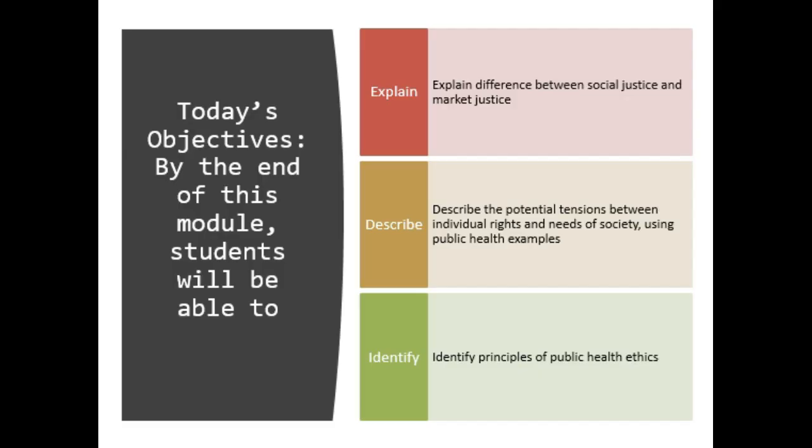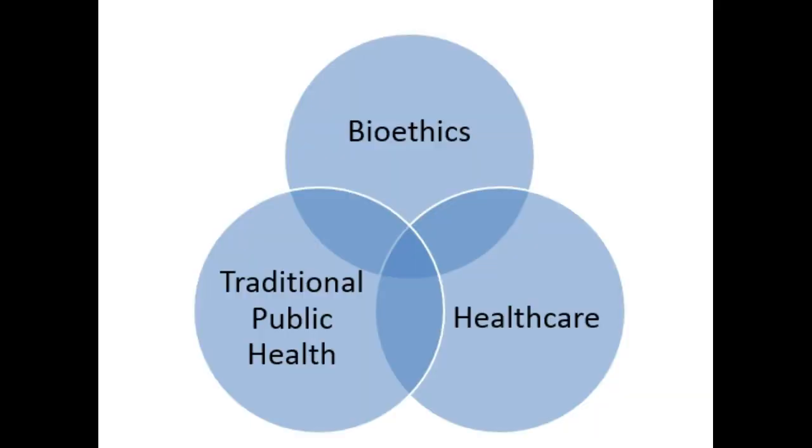At the end of this module, students should be able to explain the difference between social justice and market justice, describe the potential tensions between individual rights and the needs of society using public health examples, and identify principles of public health ethics. Health law, policy, and ethics reflect a wide range of tools that society uses to encourage and discourage behaviors by individuals and groups.